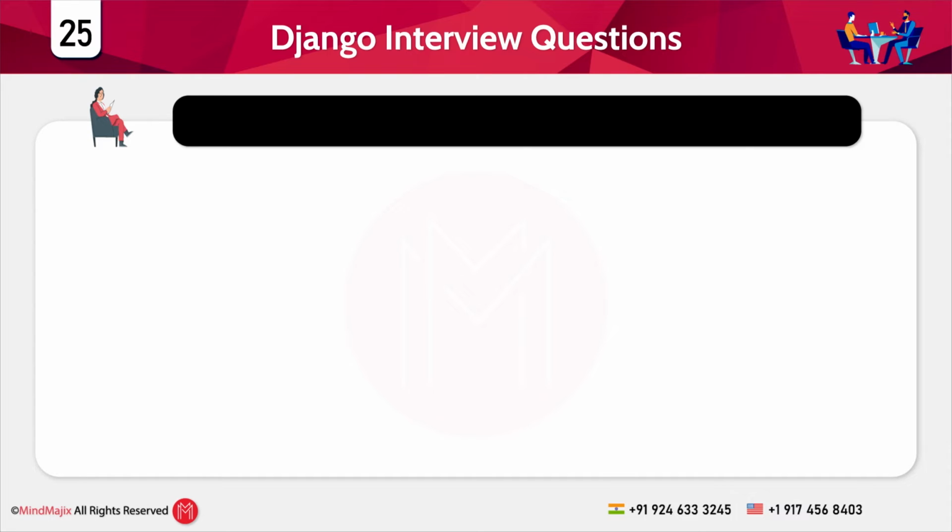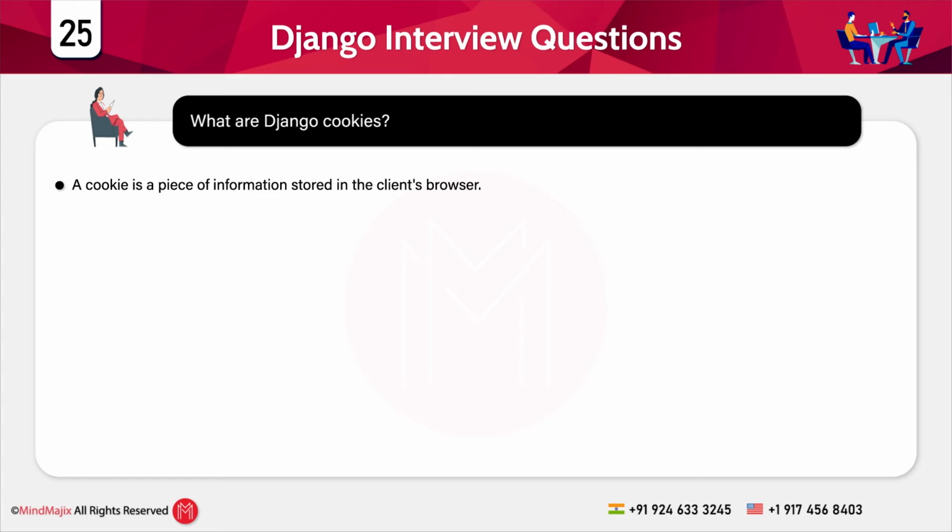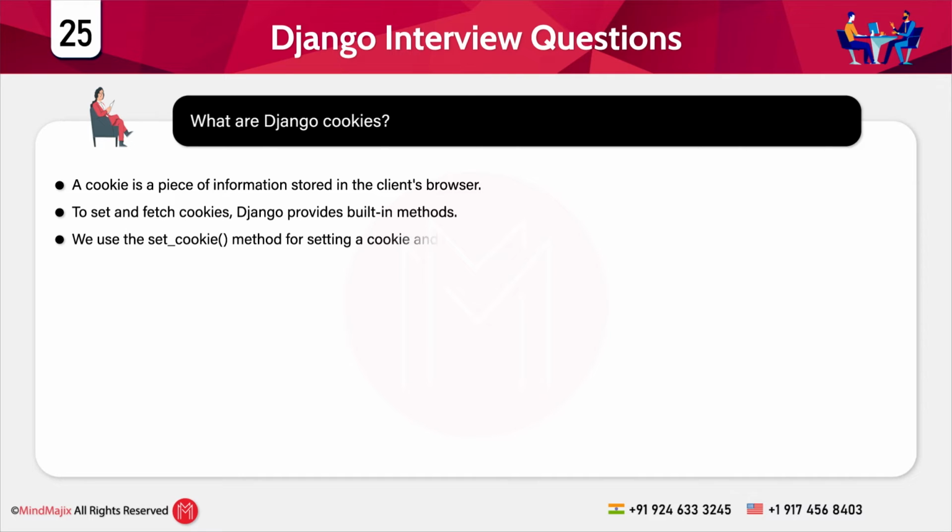The next question is, what are Django cookies? A cookie is a piece of information stored in the client's browser. To set and fetch cookies, Django provides built-in methods. We use the set_cookie method for setting a cookie and the get method for getting the cookie. You can also use the request.COOKIES dictionary to get the cookie values.